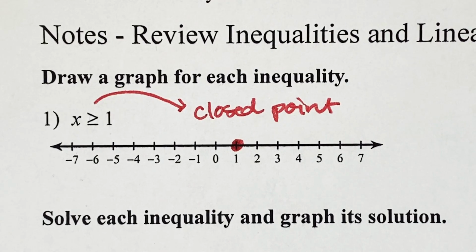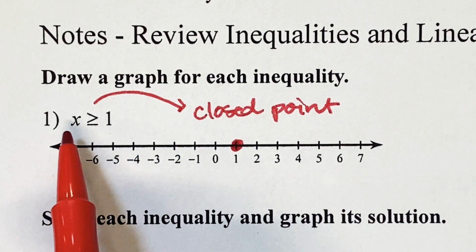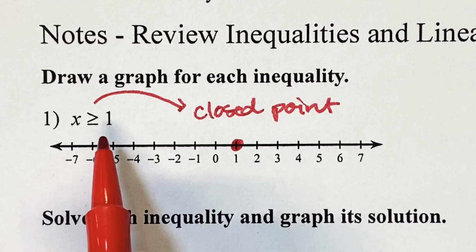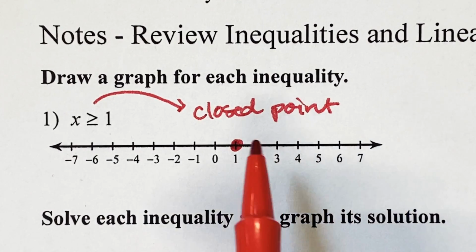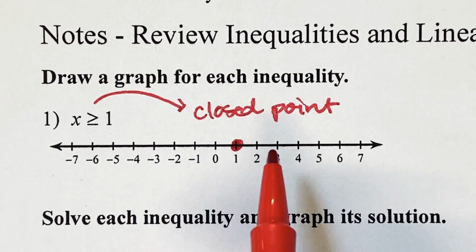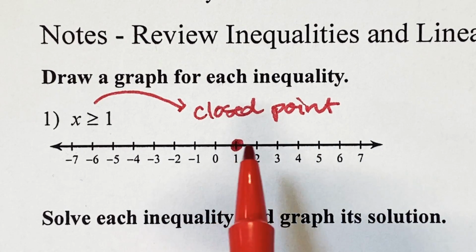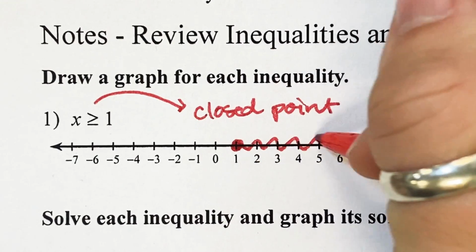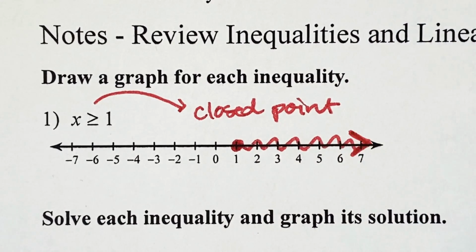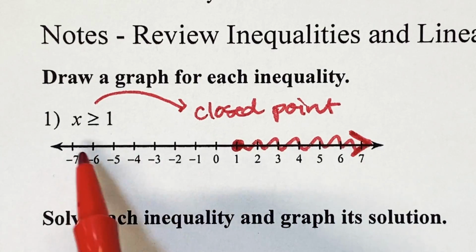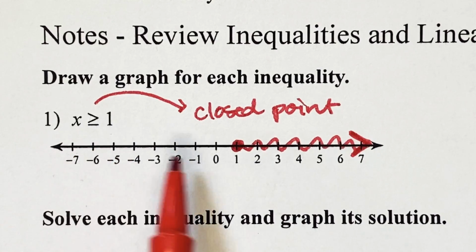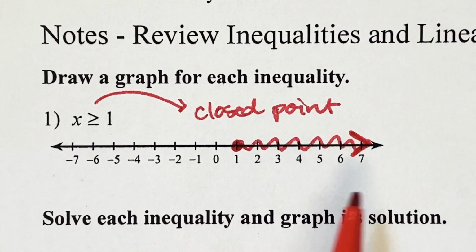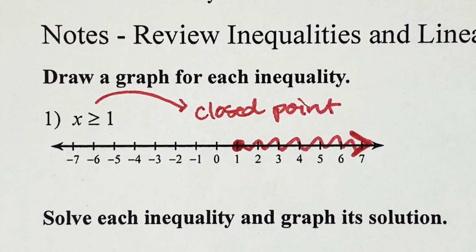Now we need to decide which way to shade. If this is saying x is greater than or equal to 1, where are my numbers greater than? Am I going to shade to the right or to the left? Where are my numbers getting bigger? To the right, right? 2, 3, 4, that way all my numbers are bigger than 1. If we were to shade to the left, those would be getting smaller. So since x is greater than or equal to 1, we shade to the right because all of those are greater than 1. Beautiful.